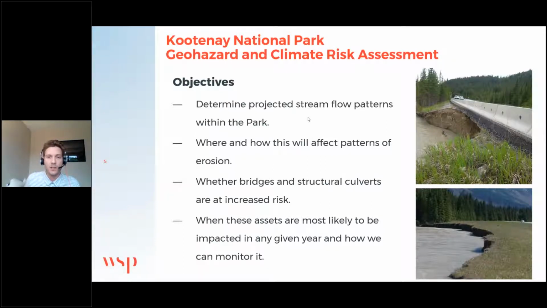So that's the broad scope. We won't go over all of this today. Today we'll really focus only on the field investigation we completed to fulfill those objectives.